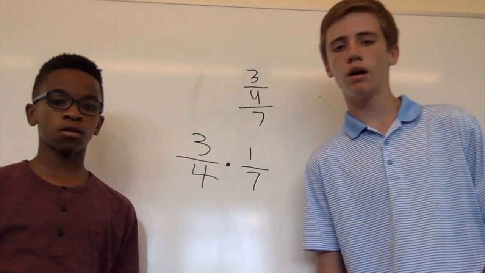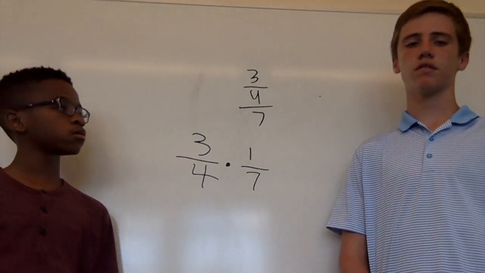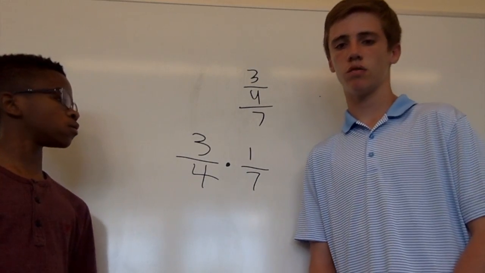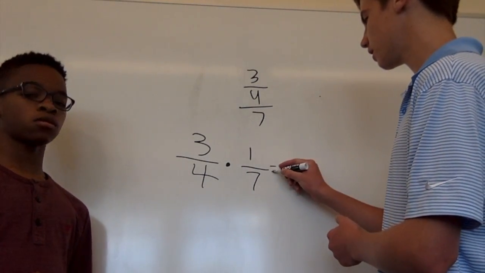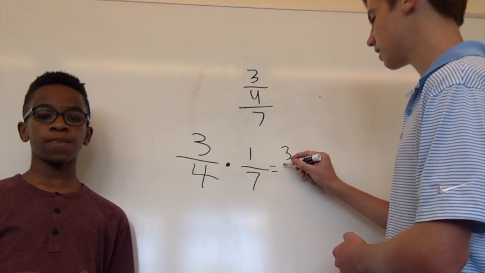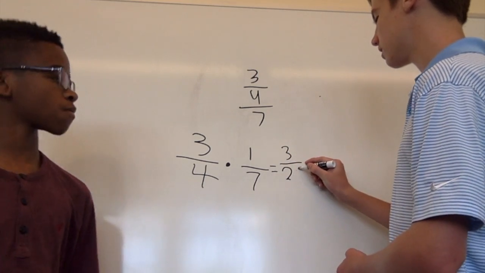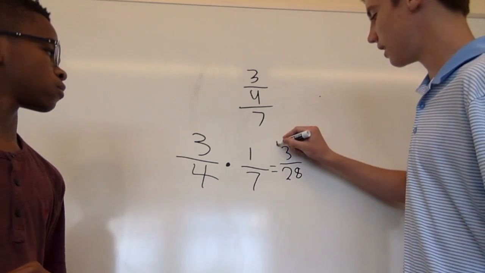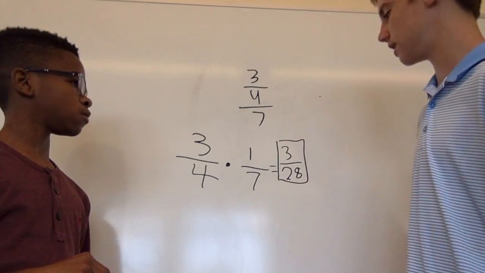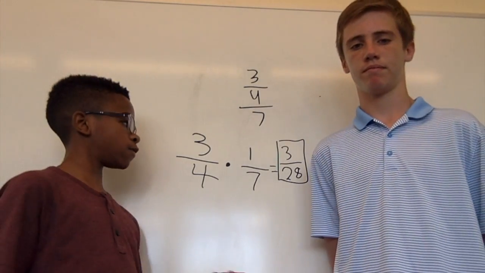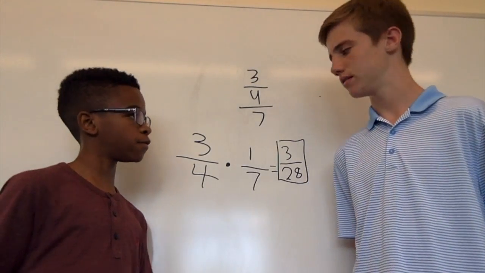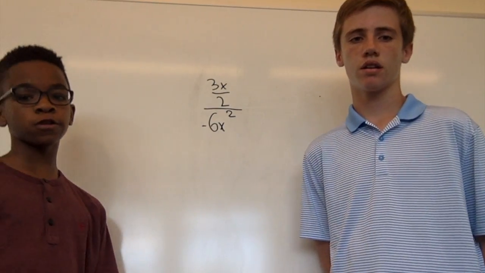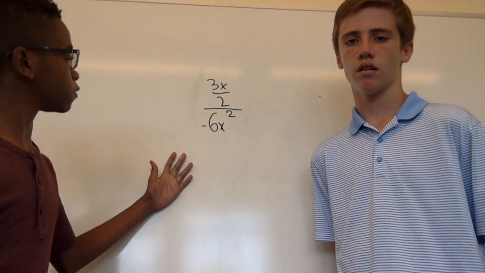So then once you get here, the problem is relatively simple. All you need to do is multiply the numerators together and the denominators together to get 3 over 28, and that is your final answer. Yeah, so you can't simplify any further, so this is what you have. Now that first problem was just an introduction. Now we'll get a little harder.